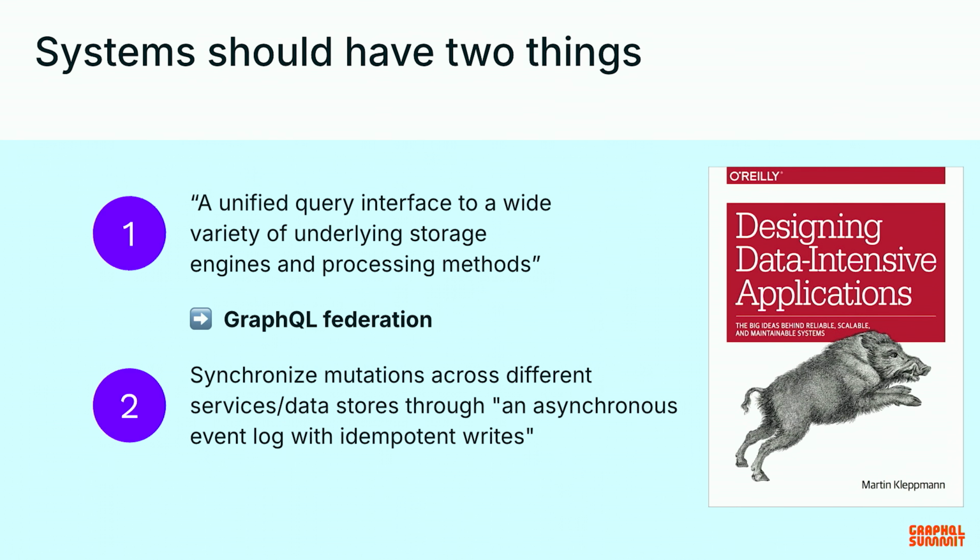And systems should also, they should synchronize mutations across different services or data stores through an asynchronous event log with idempotent writes. And the reason for this is, like, he goes through all the difficulties of trying to synchronize state updates across multiple places in distributed systems. And he's like, this is the only way that, like, you can reliably get this to work.